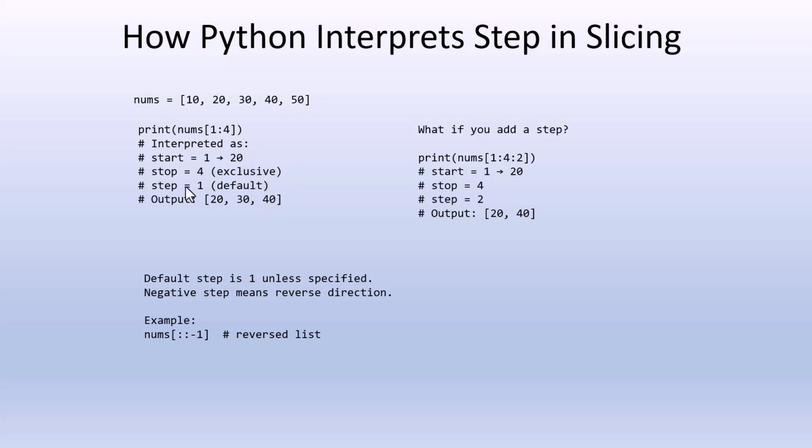All right. And what if you add a step? Nums 1, 4, 2: starting point is 20 at index 1, stop is 4, step is 2, so 20 and 40. Default step is 1 unless specified. Negative step means reverse direction.